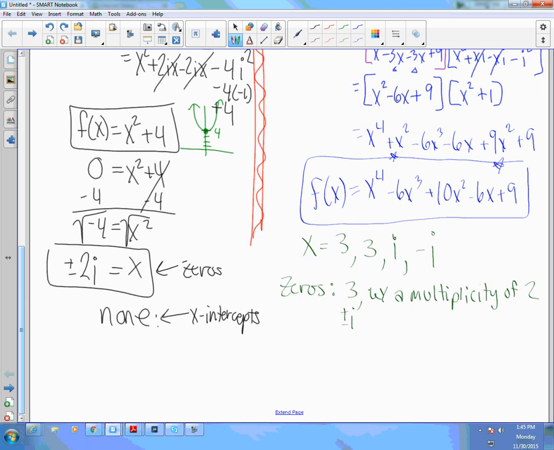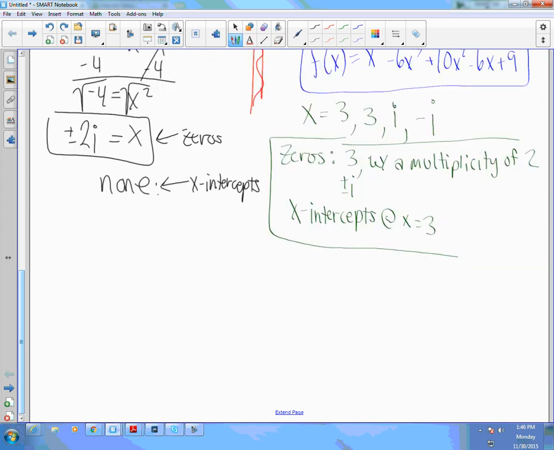Out of those, our x-intercept is only at x equals 3, right? Because only the real one can be an x-intercept. The imaginaries are solutions, but they're not x-intercepts. Okay, clearly a question. Yeah.